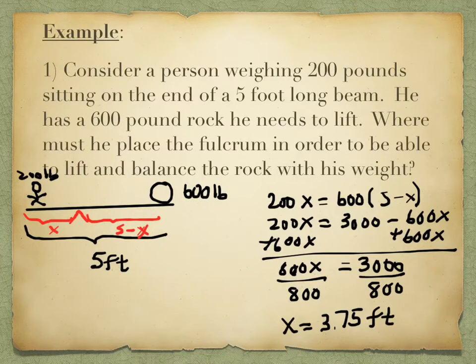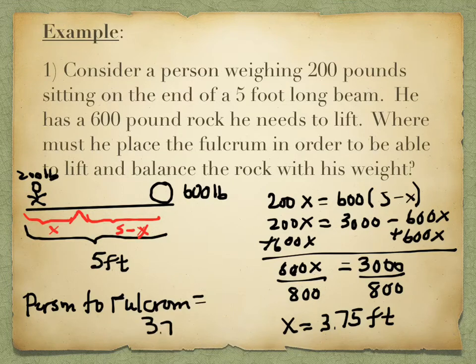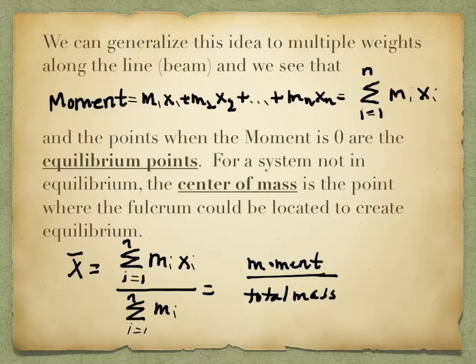So my picture is very misleading because it looks like my fulcrum is closer to my person, and it's actually closer to my rock. So the distance from the person to the rock, no, I'm sorry, not to the rock, but to the fulcrum, person to the fulcrum, is 3.75 feet. And likewise, we could find the distance from the rock back to the fulcrum as well, and that would be 5 minus the 3.75, or 1.25 feet.